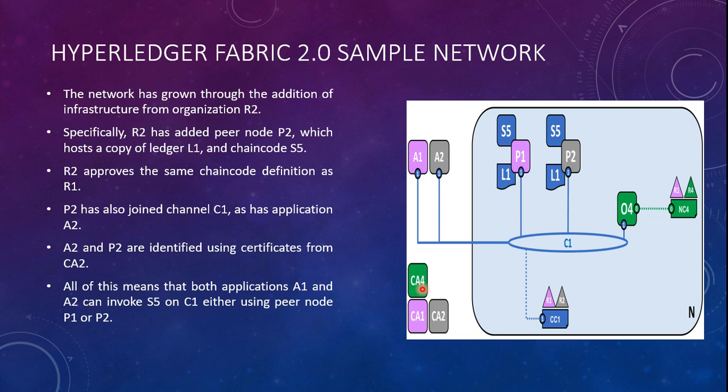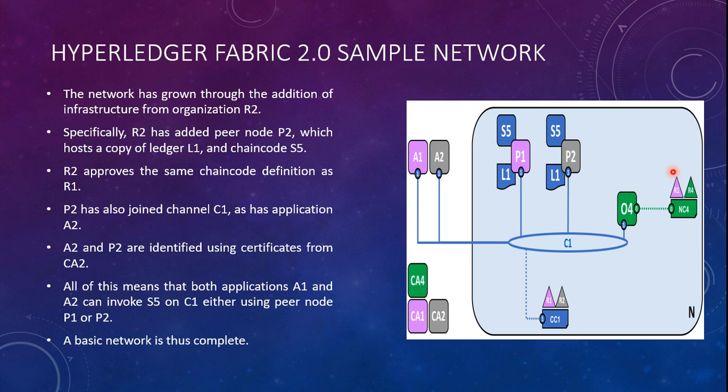All of this means that both applications A1 and A2 can invoke the smart contract S5 on the channel C1 using peer nodes P1 and P2. So a basic network is thus complete. We have a consortium of R1 and R2 which is governed by the consortium configuration CC1. We have an ordering node O4 which is deployed by an administrator, organization R4, as per a network configuration NC4.